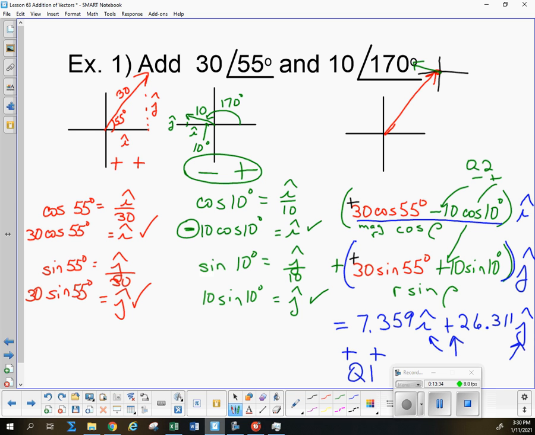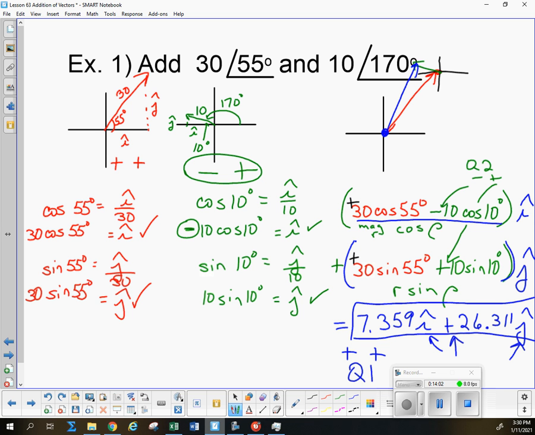My final answer says, where do I end up? If I had started at the origin, and now I end up at the end of this green vector after I've done one vector, then the other one, I end up right here. And that does look like I end up in the first quadrant. So this would be my answer for this problem when I have added them.